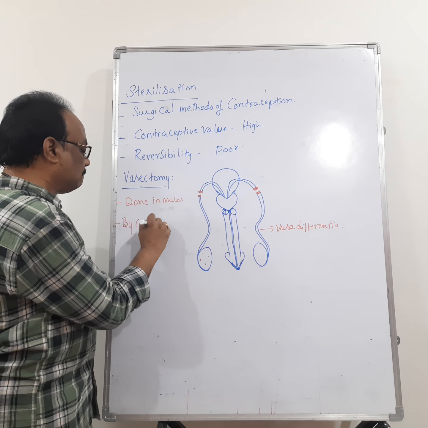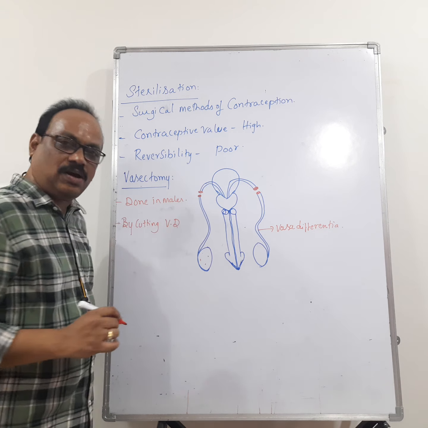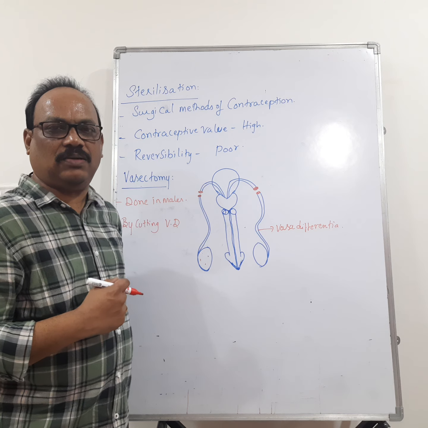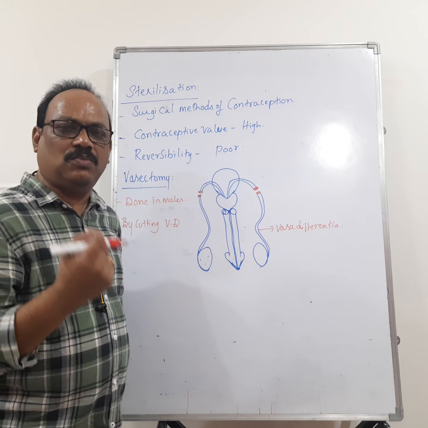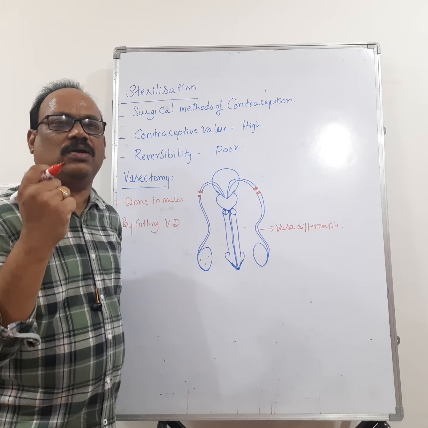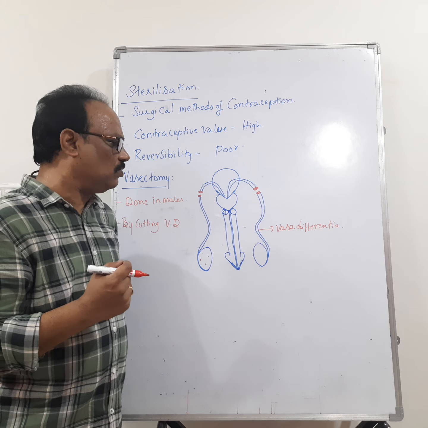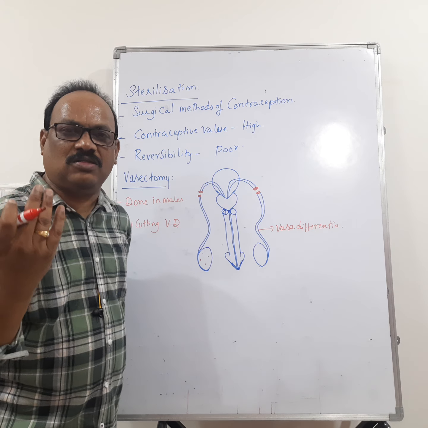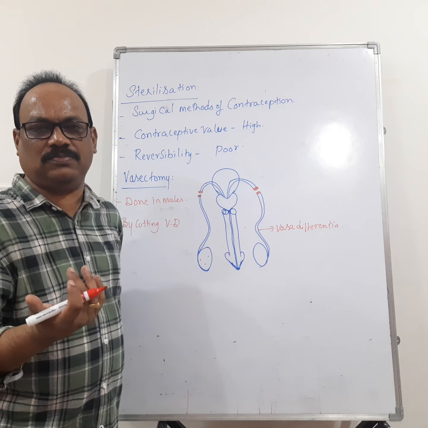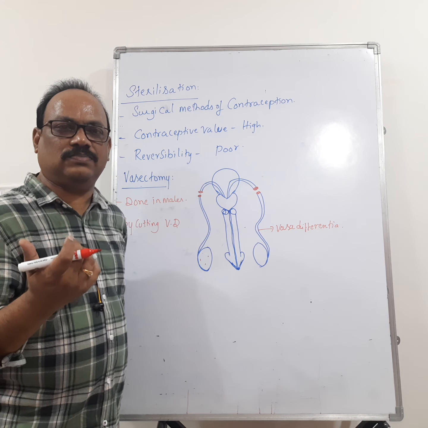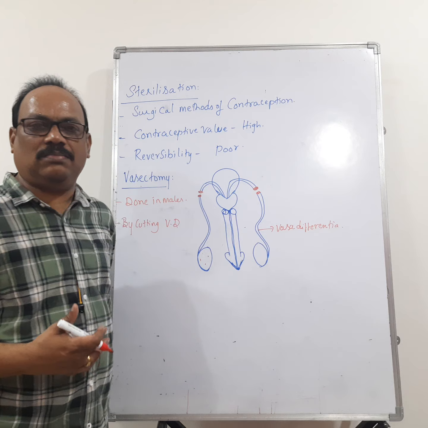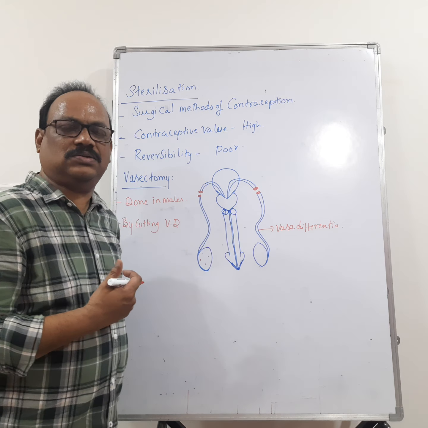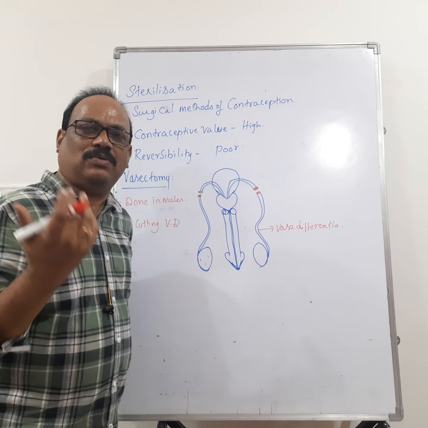So vasectomy is done in males by cutting, removing, or tying the vasa deferentia. What happens when the vasa deferentia is removed? It blocks the transport of sperms. So if a person has undergone vasectomy, does he produce sperms? Yes, he produces sperms. Sperms are produced, but they are not transported through the male urinogenital structure. Then what happens to the sperms which are produced?